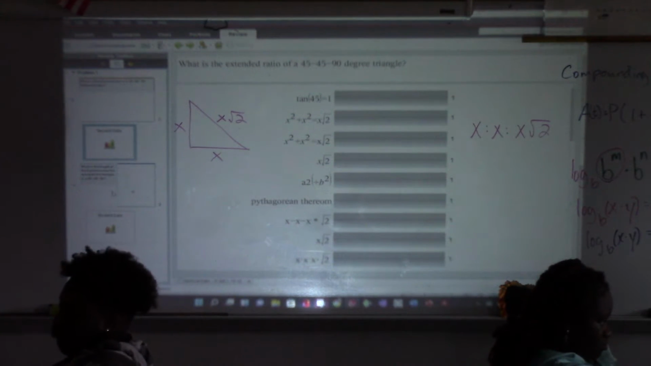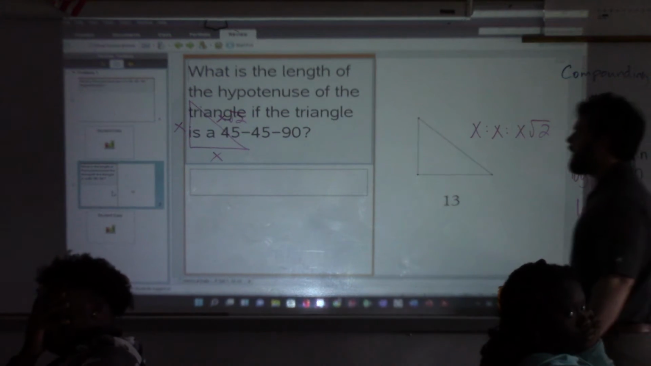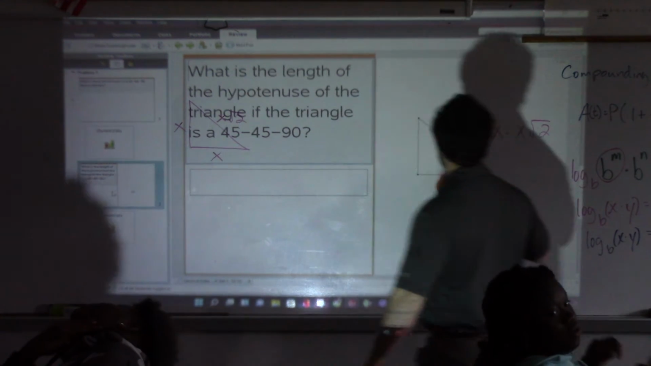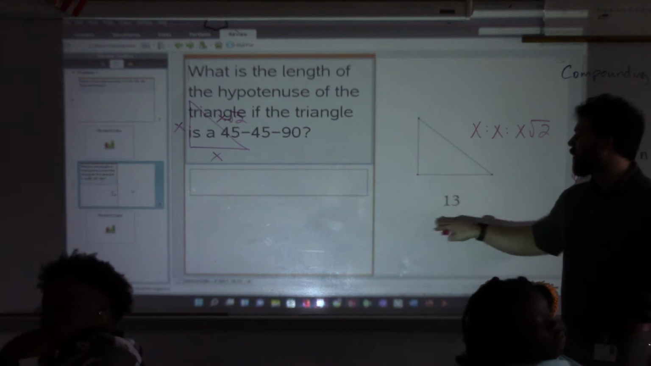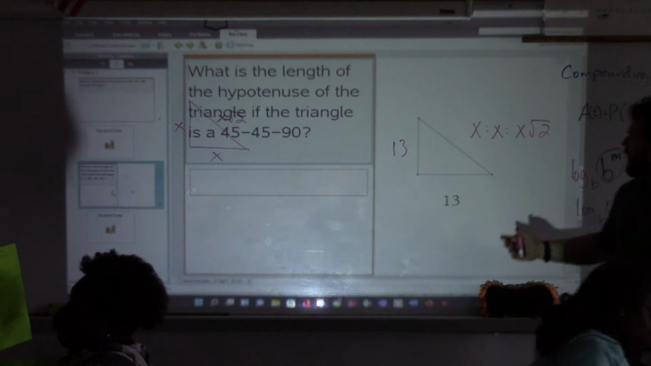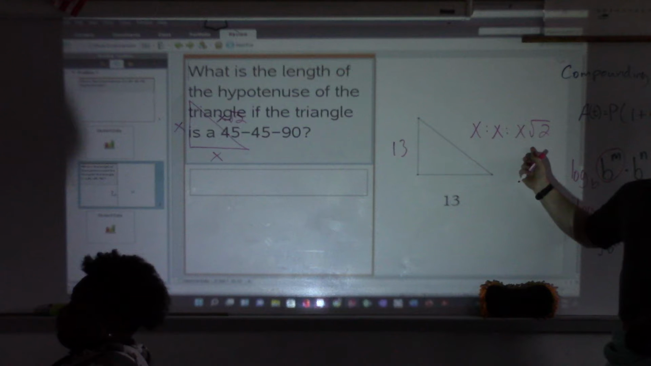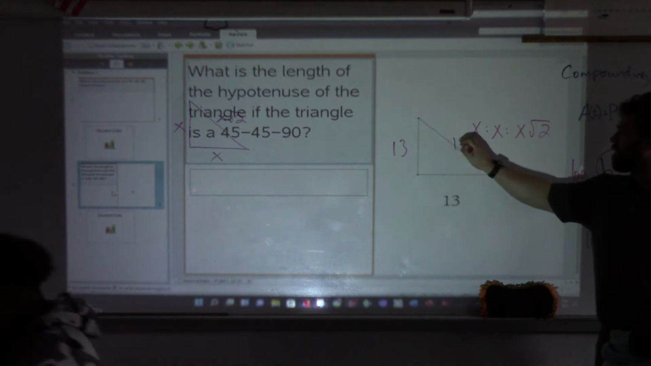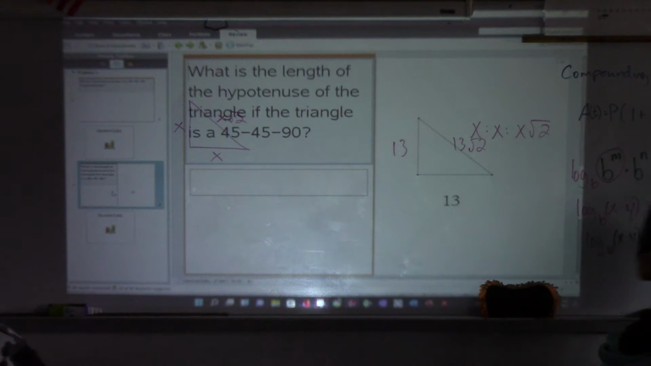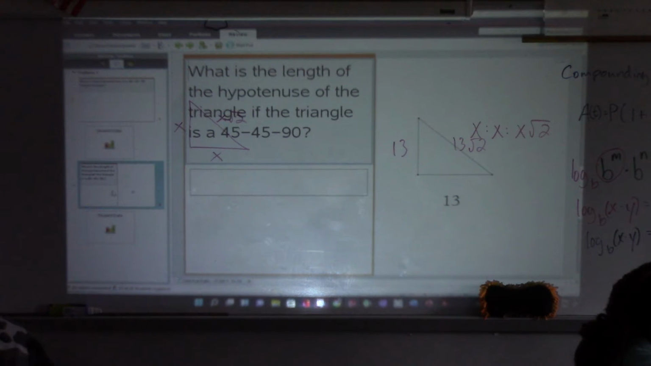So that means when I look at this question, what is the length of the hypotenuse of the triangle if the triangle is a 45, 45, 90? I mean, yeah, you could go through all the work of doing 13 squared plus 13 squared. But if you know the ratio would be 13 times the square root of 2, this is why it's important and useful to know those special right triangle ratios. Because that's all I have to do.